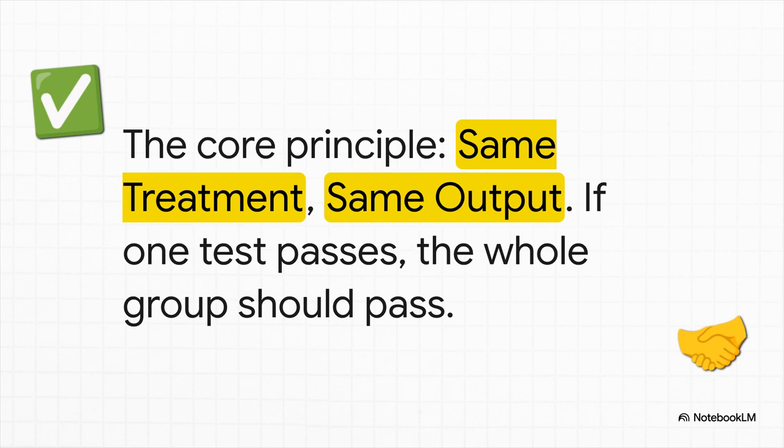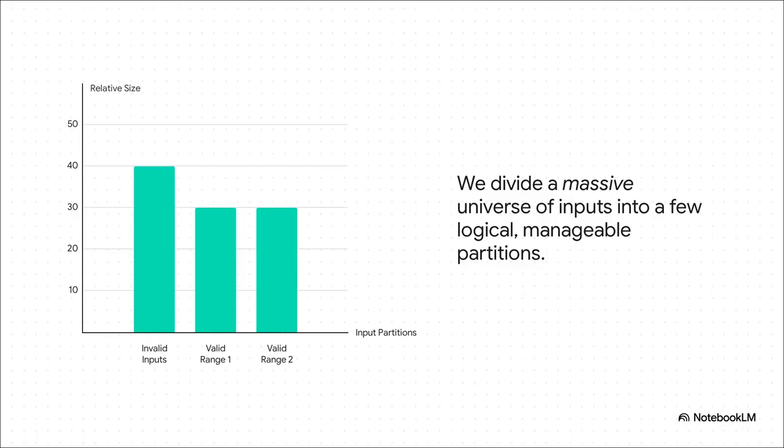So if the program treats an input of, say, 10 the same way it treats 50, then they belong in the same group. It's kind of like doing laundry. You don't have to test bleach on every single one of your white t-shirts, do you? No, you test it on one, and you can be pretty confident about what's going to happen to the rest of the pile.